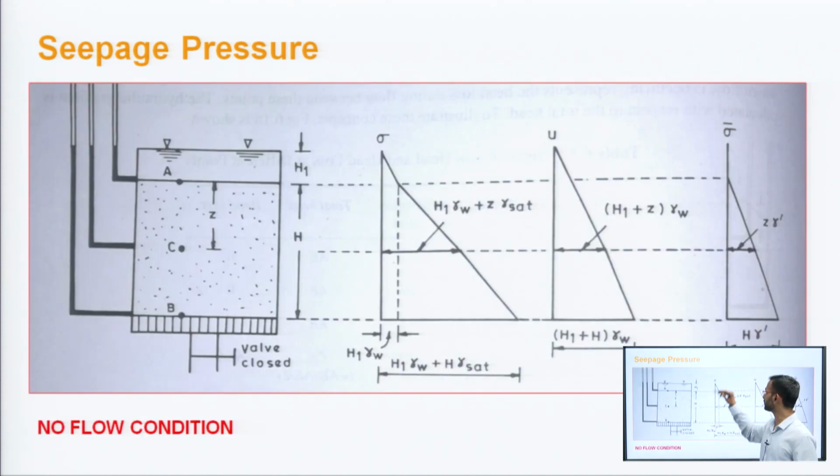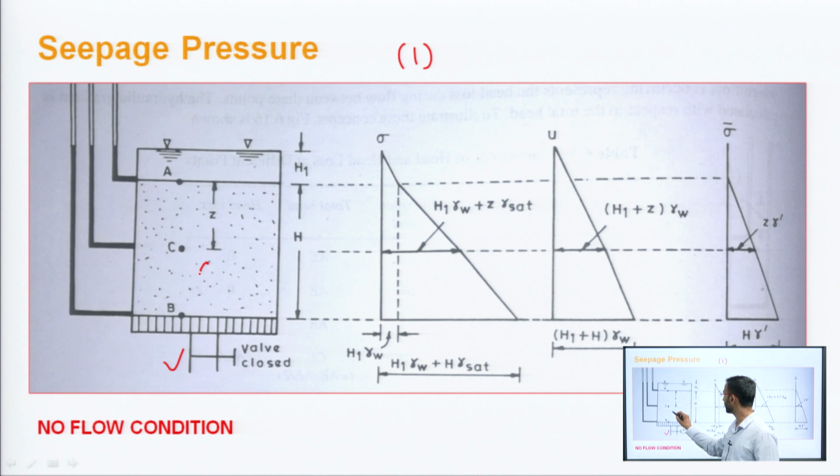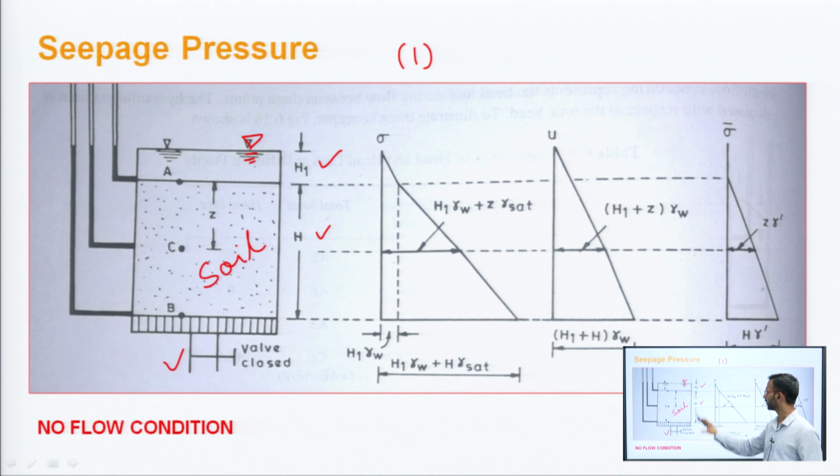So, the very first case we are considering is the no flow condition here, wherein let us say the valve is closed here, here it is the soil mass which is present, the groundwater table is at this level, and this is the height Z, this is the height H1, this is the height H. The H is the soil mass, H1 is the water here.